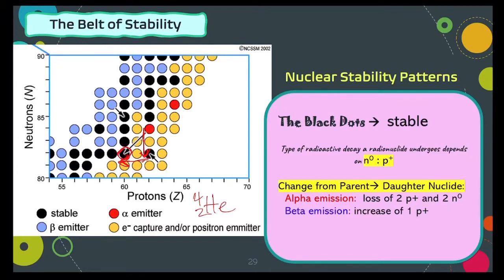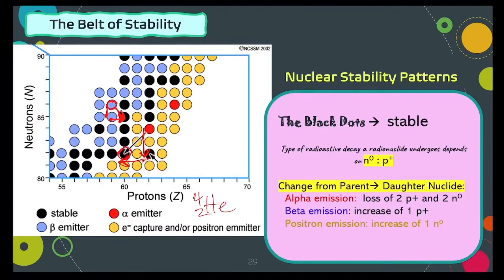A beta emission is represented by the blue circles. And remember, a beta emission occurs when we have an excess number of neutrons. So a beta particle is released and the neutron then changes into a proton. If you look at the blue particle with the arrow next to it, notice it only moves one position because it goes down. The number of neutrons goes down by 1, but it increases in proton number because the position shifts diagonally and also to the right.